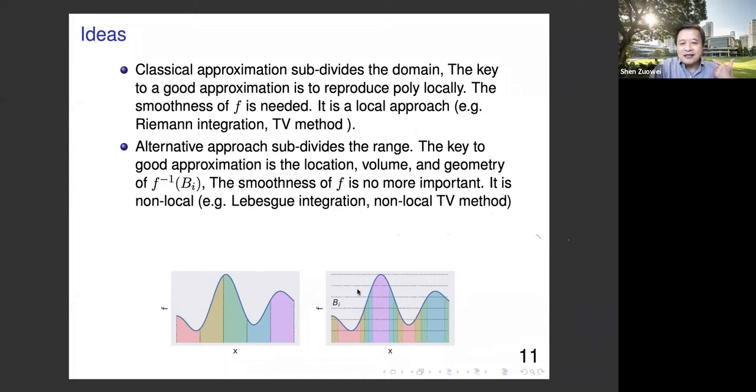You cut the range. If you have a range, then all the approximation is automatically given to you, because at any point you map to the range, you cut it into small epsilon neighborhoods, and you are done. The observation is trivial, but what's difficult? The difficulty is you have to know the inverse of the small ball in the range.